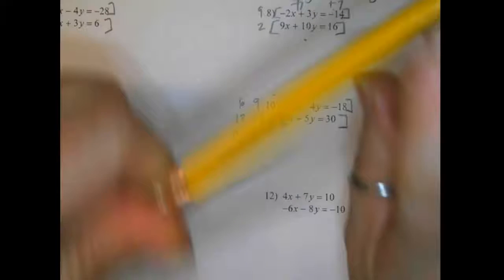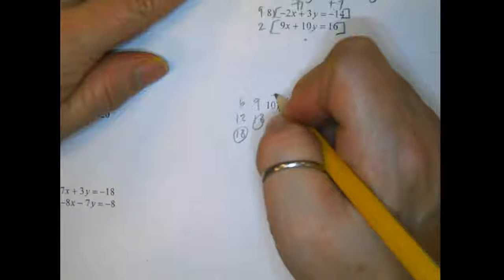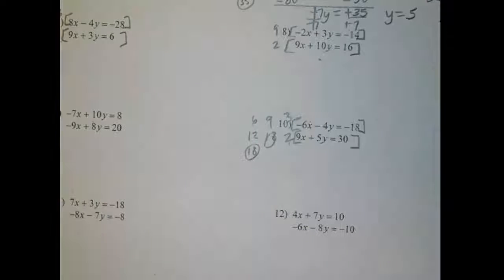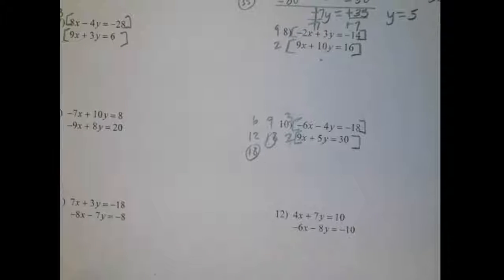I just did it the opposite. I'm so sorry. No, that's right. That's 2. Should be 2. Sorry. Silly me.